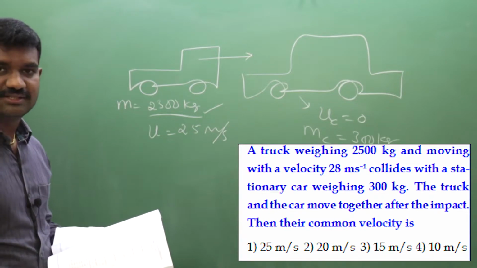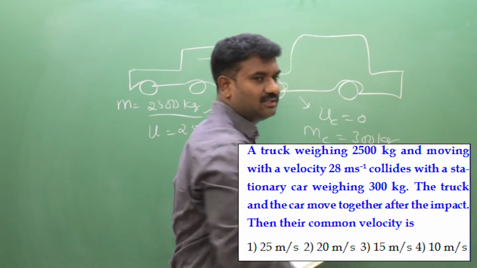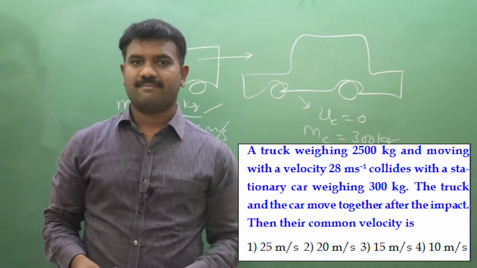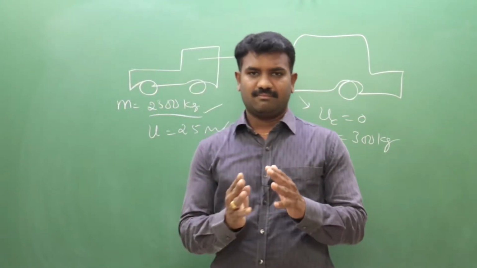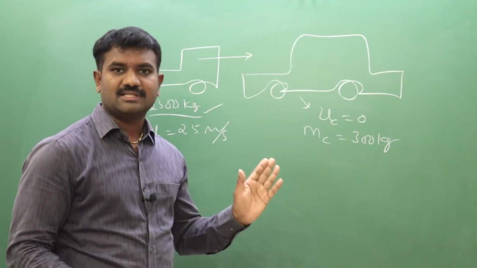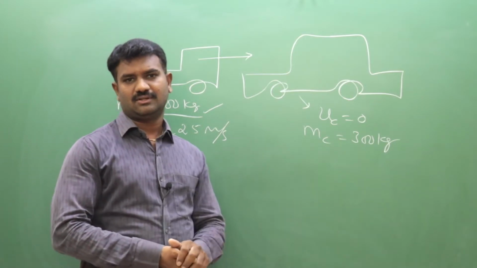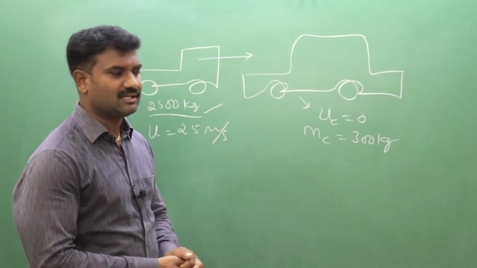Their common velocity is? So after impact, it is pushing it and they are moving together. What is the common velocity? We already discussed the common velocity formula. What was the common velocity formula? m1 u1 plus m2 u2 by m1 plus m2. Just substitute all these values in that, you will get the answer.